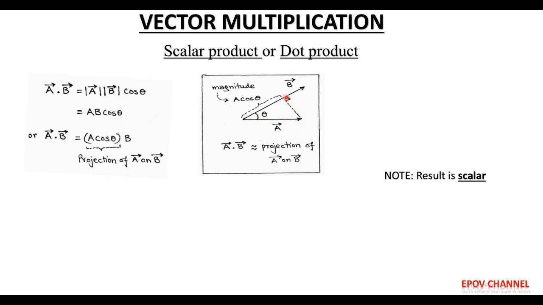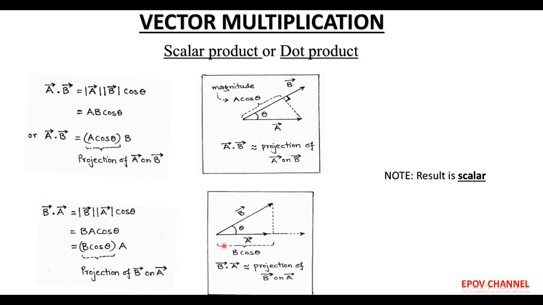Here we draw a perpendicular projection of vector a onto vector b, and the projection, that is a cos theta, is a magnitude. So the result of the dot product is a scalar. Similarly, we can also determine b vector dot a vector, and it is equal to the product of the magnitude of b vector, a vector and the cosine of the angle theta between these two vectors, and b vector dot a vector is equal to b a cos theta. Here the first vector is b vector, so we take cos theta with b, that is the magnitude of b vector, and this b cos theta is the projection of b vector onto a vector, that is the perpendicular projection.